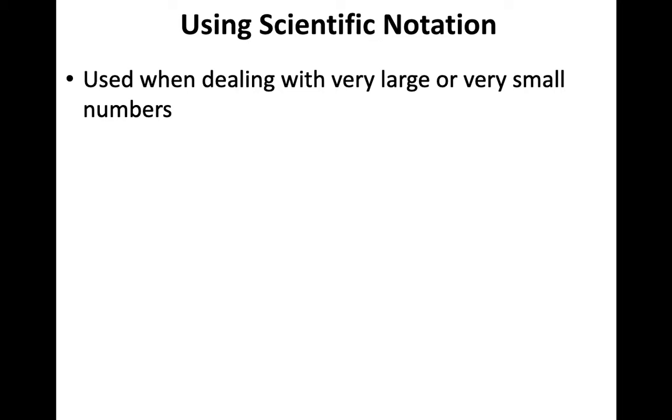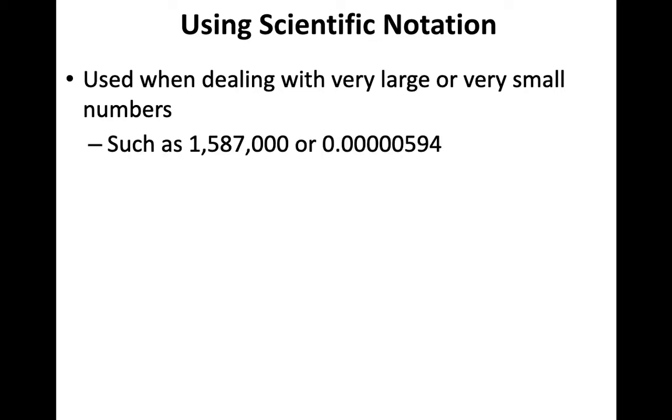Hi everyone, today we're going to be looking at scientific notation. Scientific notation is used when dealing with very large or very small numbers. The two numbers you see here are written in standard notation and are really cumbersome to write with all of those zeros. Scientific notation gives us a shortcut. It makes our lives easier.